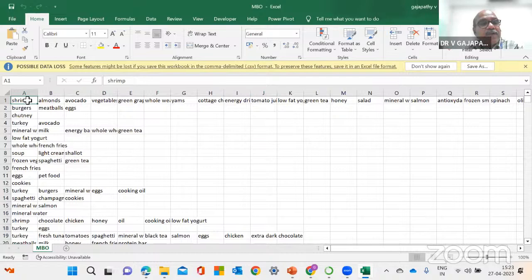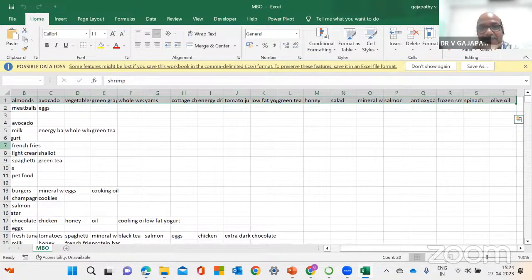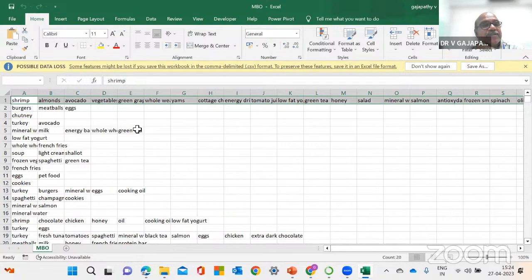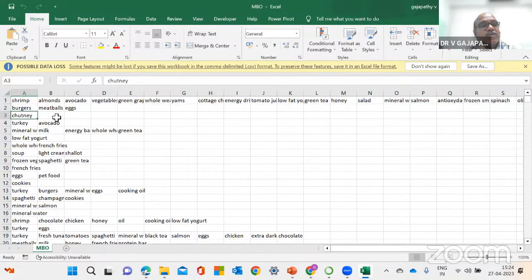First, in a particular transaction, a particular customer is buying shrimp, almonds, avocado, vegetables, green grapes, whole wheat, yams, cottage cheese, like that. Many products are there. It is about 20 items that the first customer has purchased. The third customer has purchased only chutney, that's all. The fourth customer, turkey and avocado. The sixth customer, only low fat yogurt. Then soup, light green and a shallot. French fries only. So this is how it is.